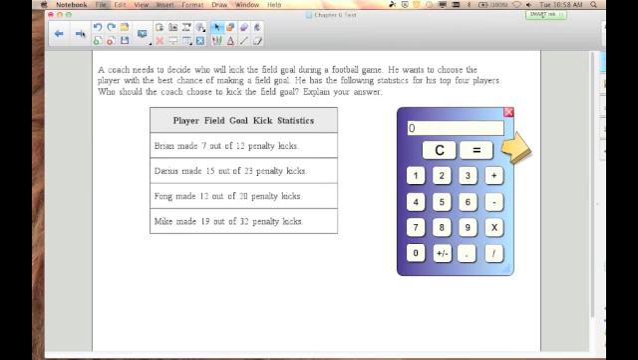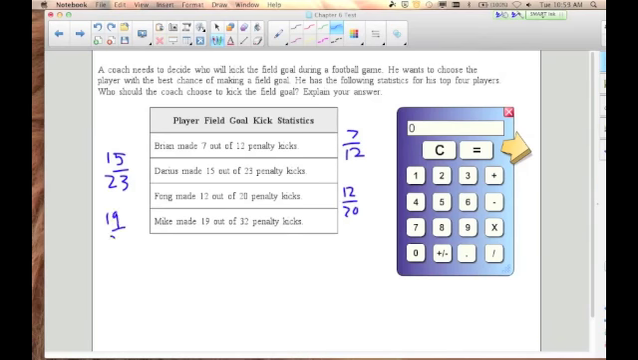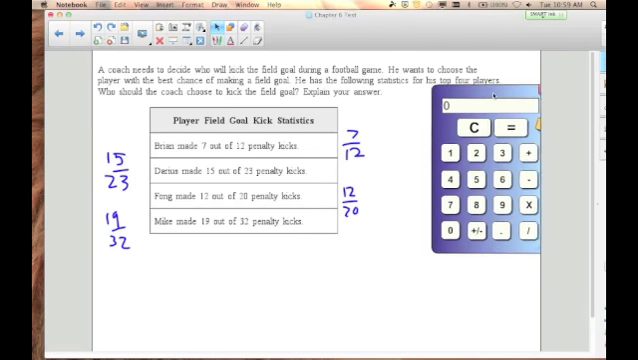For this one, the coach has to decide who's going to kick the field goal. And we have how many they made out of how many penalty kicks they took. Notice that the numbers were all different. Since this whole unit is about percentages, I'm going to turn all of these into fractions, and then I'm going to turn them all into decimals, and then I'm going to turn them all into percentages. So I'm writing each of these ratios as a fraction.